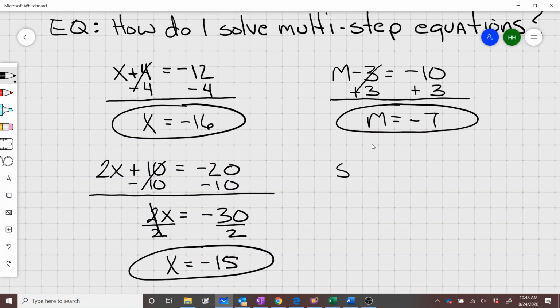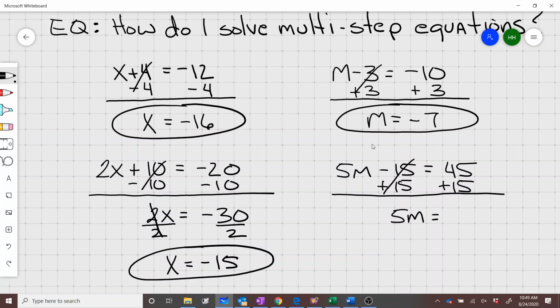How about 5m minus 15 is equal to 45? What we're going to do first here? Yep. Add the 15. Good. Alright, now these 15s on the left, they cancel each other out, and we bring down the 5m. And that's equal to 45 and 15.